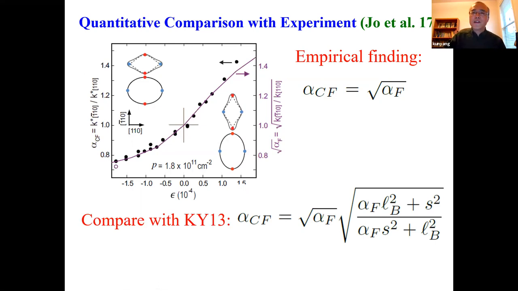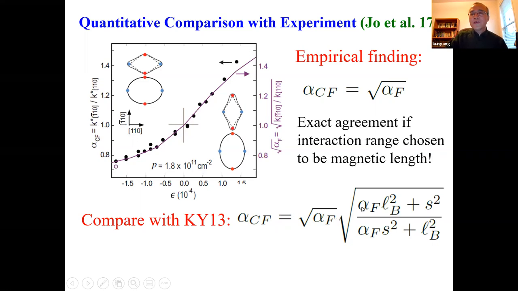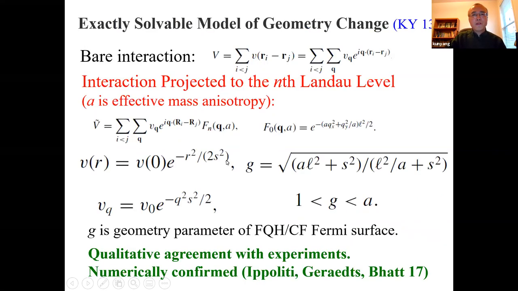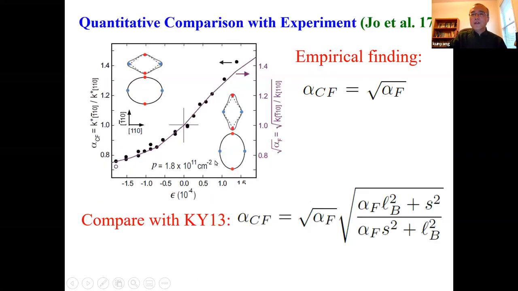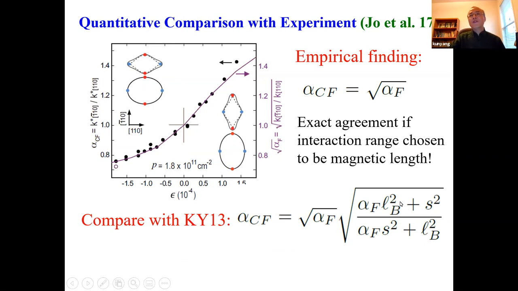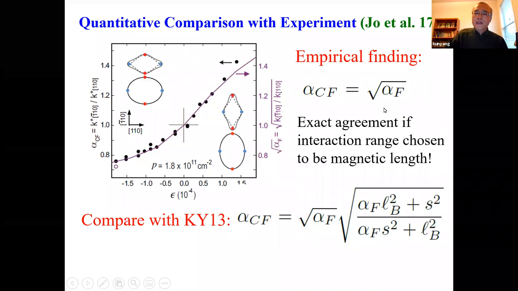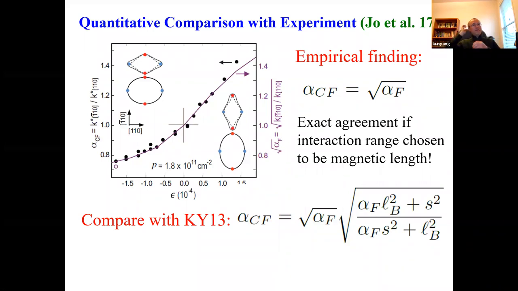Maybe just to force it a little bit, they can factor out the square root of this anisotropy alpha, which I think I called A. But then they find that if they choose the range of my Gaussian interaction, which is the only parameter here, to be equal to the magnetic length, then this factor completely cancels. And you find exact agreement between the formula that I presented in the previous slide and the experiment. Well, this is a little bit too good to be true in some sense.